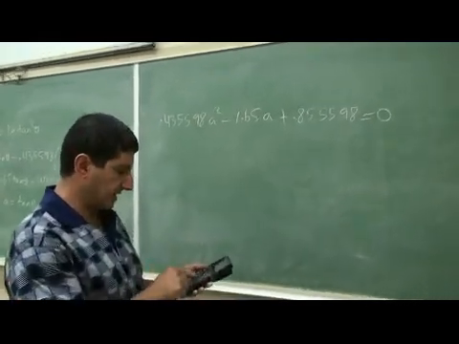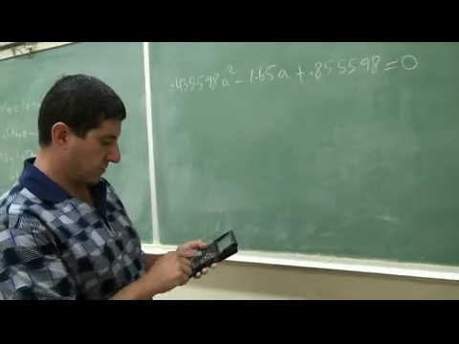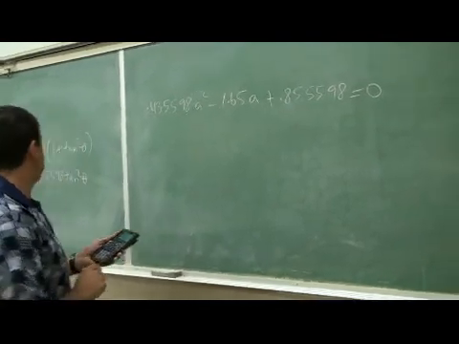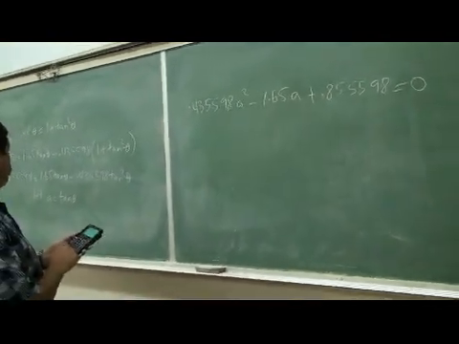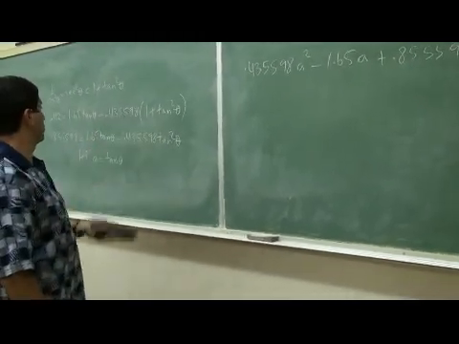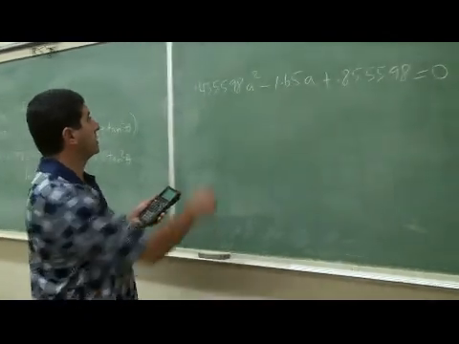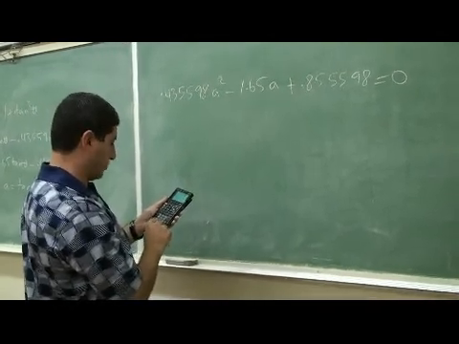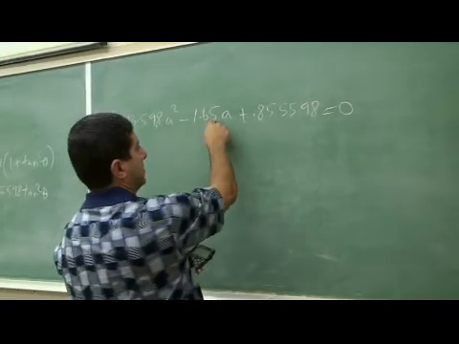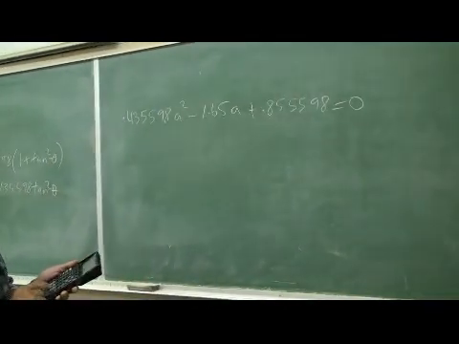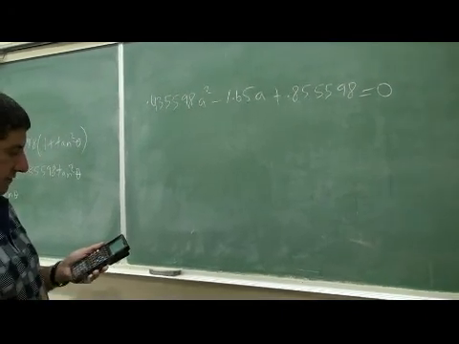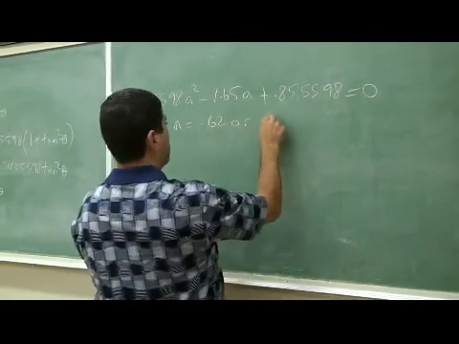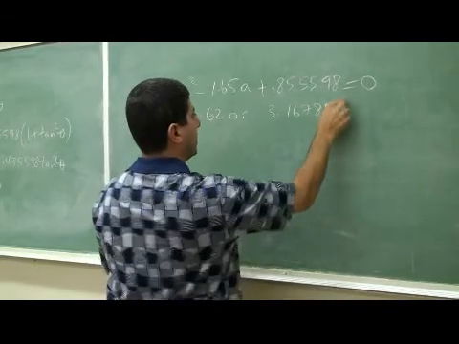Now I can actually solve for A with the quadratic equation, or I could just simply put it into my TI and have the calculator do this for me. Polynomial. So I could put here 0.435598, which was this thing here, 0.435598. That's the coefficient of the A squared. Then I can have negative 1.65. That's the coefficient of the second variable. And then I can have 0.85598. Solve. It tells me A is equal to 0.62 or 3.167858.